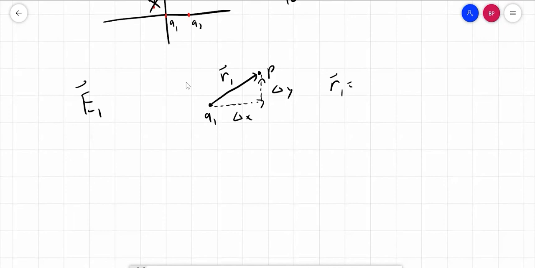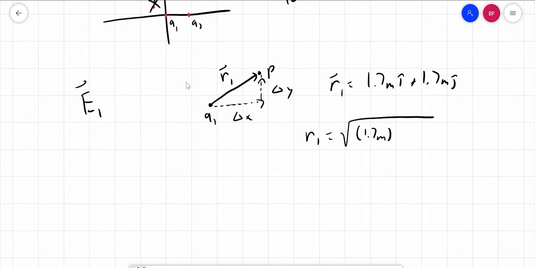So now our point is at 1.7, 1.7, and our Q1 is at the origin. So this is really easy. Our vector is 1.7 meters in the X direction plus 1.7 meters in the Y direction. All right, easy enough. Now we can find the distance between Q1 and our point P by taking the magnitude of this vector. This is 1.7 meters squared plus 1.7 meters squared. So the result of this is 2.4 meters. So this is the distance between Q1 and our point P.